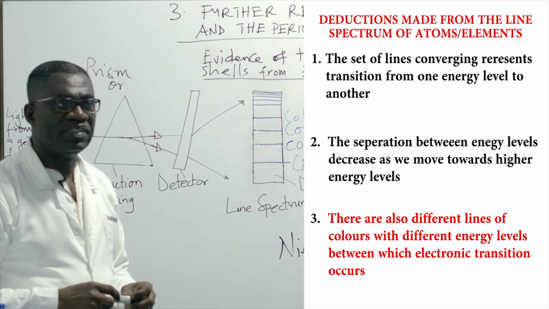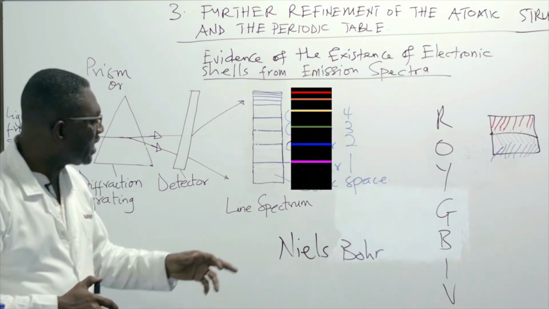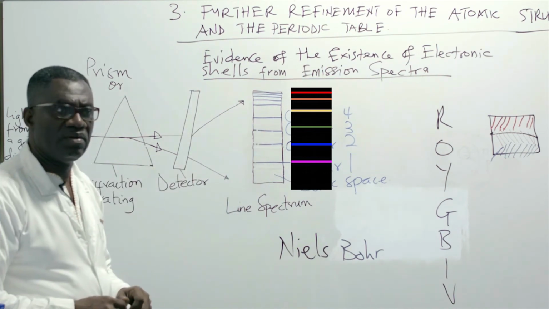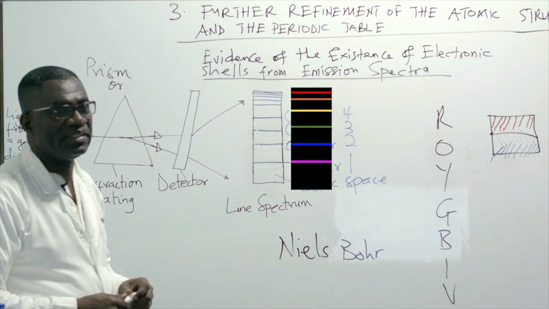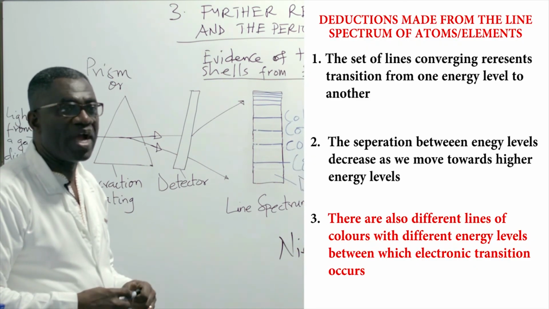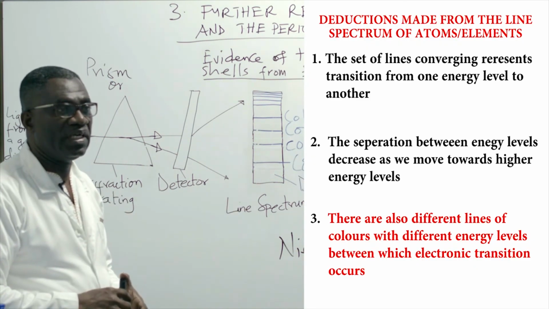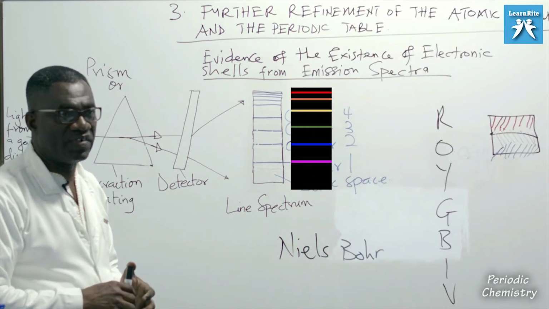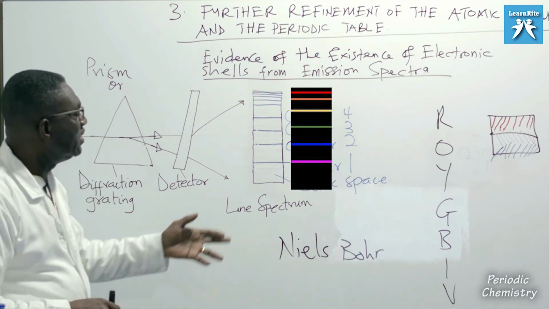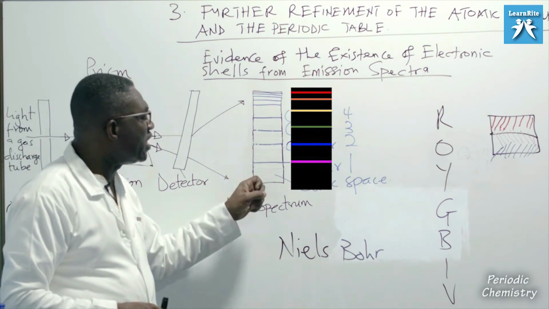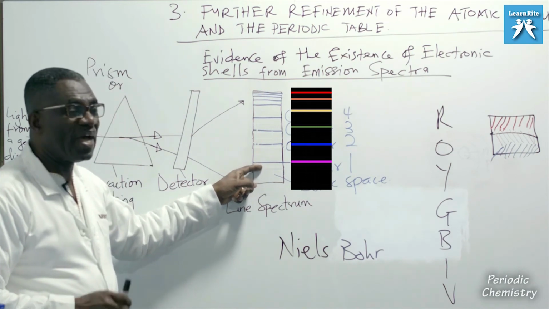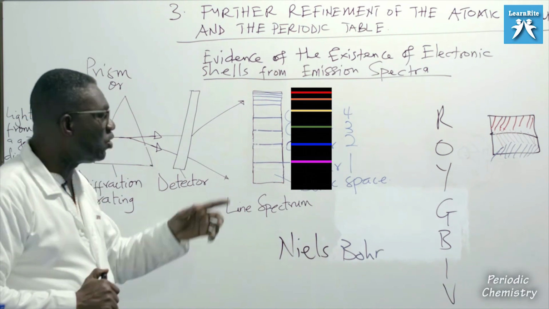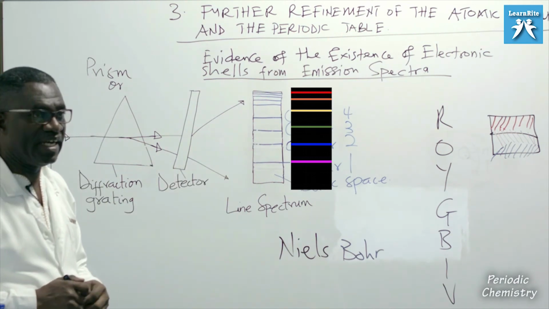Then the third one, there are also different lines of colors. Like I said, this is a different color, this is a different color, that is a different color, and that is a different color. Why are they different? It simply tells us that we have different transition states or different energy levels within the atom. I think I've mentioned that several times. And so electrons that come together to give us this first color are not the same as the electrons that also give us the second color, and they are also not the same as the electrons in the third color.